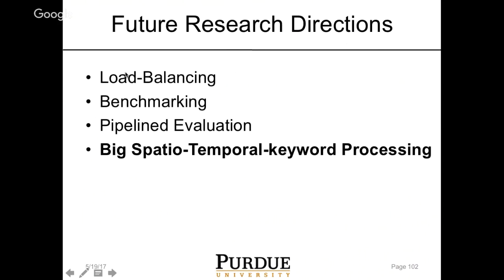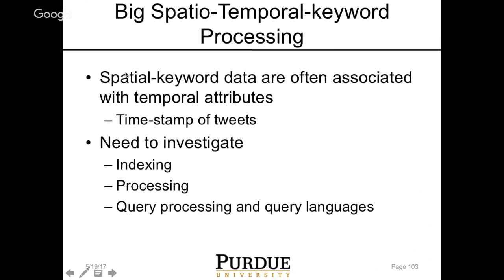In terms of additional features, spatial keyword plus other features, here we demonstrate adding the temporal dimension. Spatial keyword data is often associated with temporal attributes, like the timestamps of tweets. So we need further investigation on how to index spatial keyword or spatio-temporal keyword data, in terms of indexing, query processing, expressibility of query languages, and efficiency in processing.